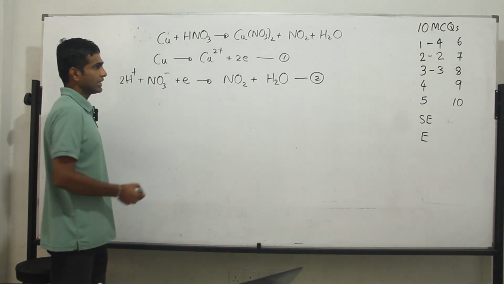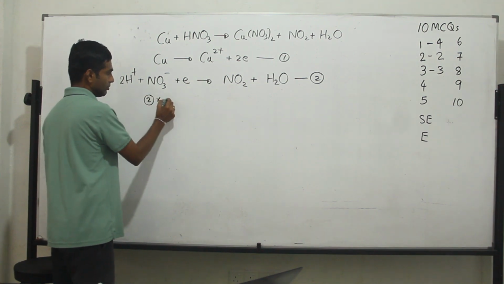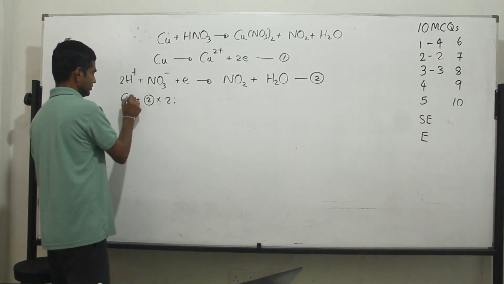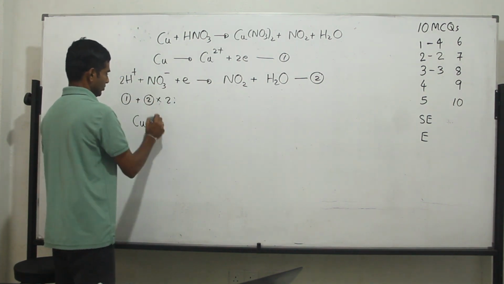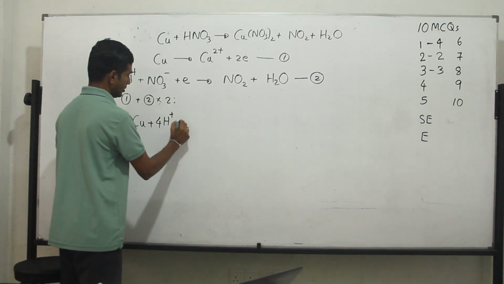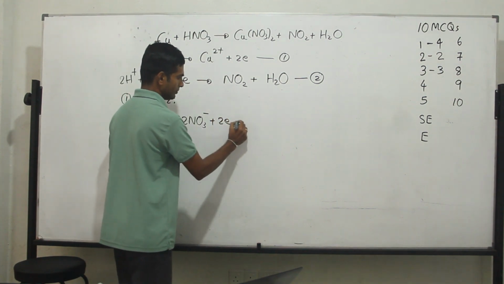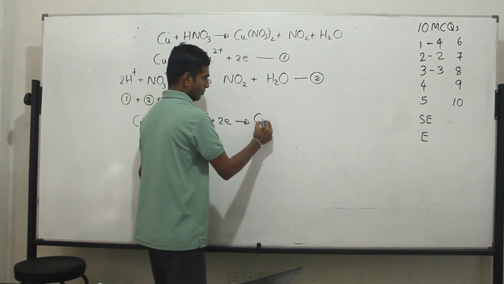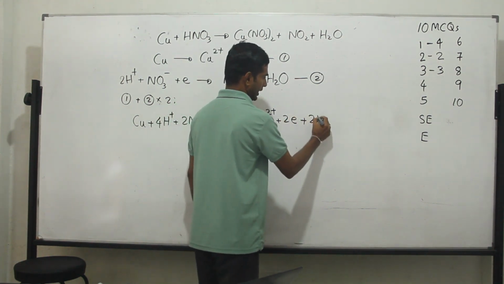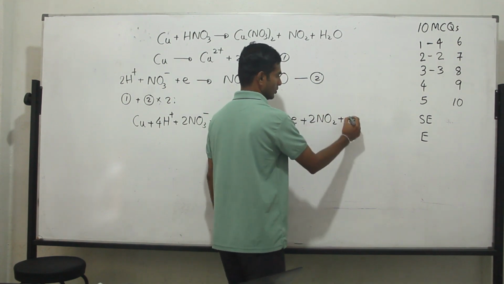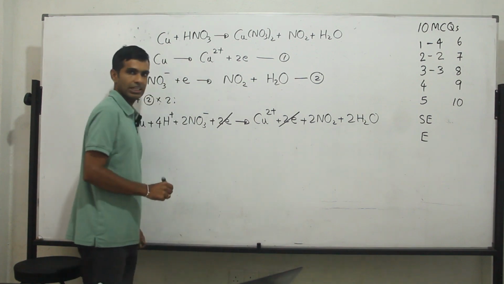Now we can add these 2 reactions, but before that we need to multiply the second equation by 2. 1 copper atom, 4 hydrogen ions, 2 nitrate ions, 2 electrons, 1 cupric ion, 2 electrons, 2 nitrogen dioxide molecules, 2 water molecules. 2 electrons cancelled out.